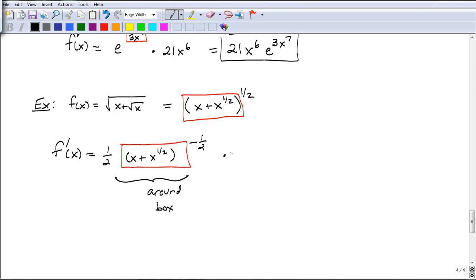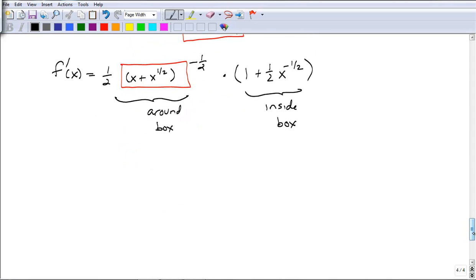Now I have to multiply by the derivative inside the box. The derivative of x is 1. The derivative of x to the 1/2 is 1/2 x to the negative 1/2. That's inside the box. This is most of the work. If you got to this point on a test, you would get most of the points for the problem. But I'm going to make it look nicer by simplifying. Or at least I'm going to write it a little differently so it doesn't look so all over the place.